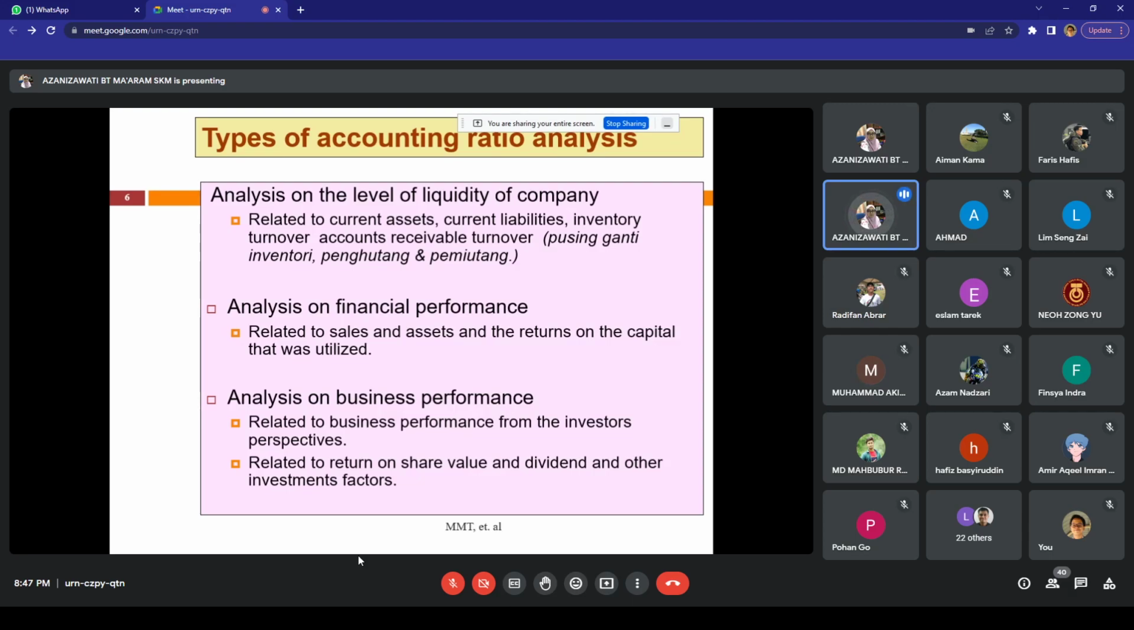Then there is analysis on financial performance, related to sales and assets and the returns on the capital that was utilized. This is what you have to go through for your project, financial analysis and financial performance. And then analysis on business performance, which is related to business performance from the investor's perspective, and related to return on share value, dividends and other investment factors.